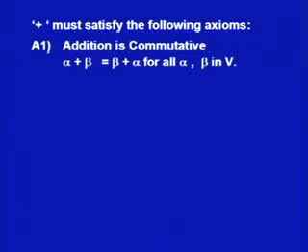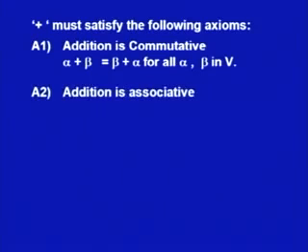The first axiom is that addition is commutative. That means if we add beta to alpha, that is alpha plus beta, or we add alpha to beta, that is beta plus alpha, it is the same for all alpha, beta in V. That is, alpha plus beta is equal to beta plus alpha for all alpha, beta in V. If this property is satisfied, then we say addition is commutative.